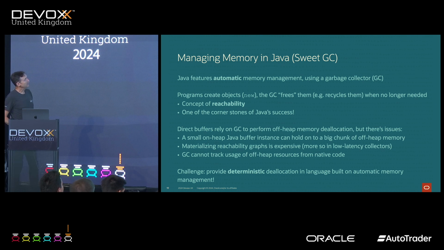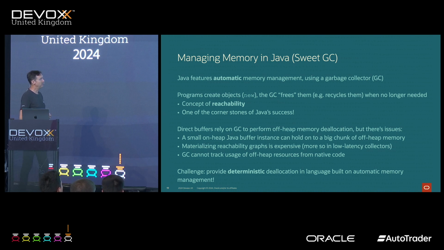So the auto, as I said, delegates to the GC, and that is, I think, one of the biggest success factors for Java, the garbage collector, which has the concept of reachability. So if something can be reached in different ways, it will remain there. But as soon as it's dereferenced and cannot be reached, it can be garbage collected. But we don't know when it's going to be garbage collected.